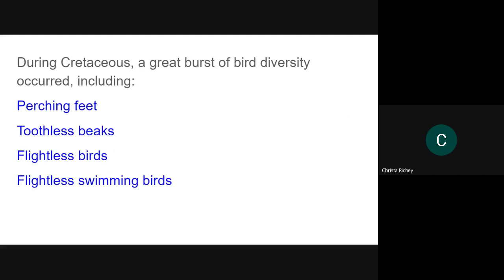They lost teeth. The only time that a bird has a tooth now is when they're born, and it's on the top of their beak, and it helps them break out of the shell. Other than that, birds do not have teeth. We had flightless birds, and we also had swimming birds, very similar to penguins. All of these things developed within the Cretaceous.